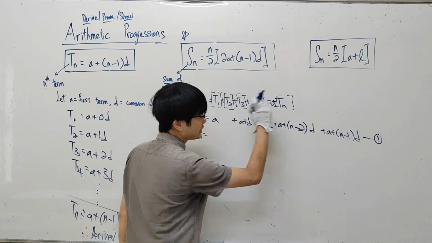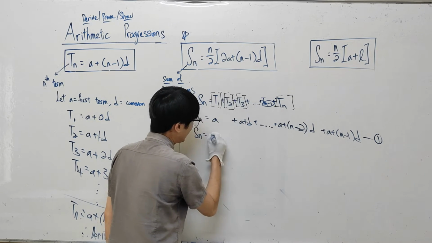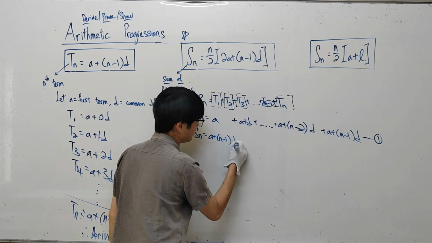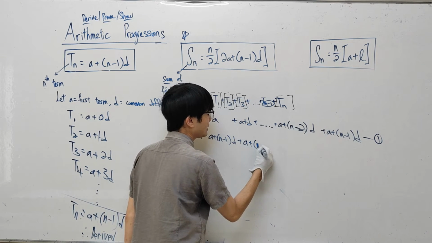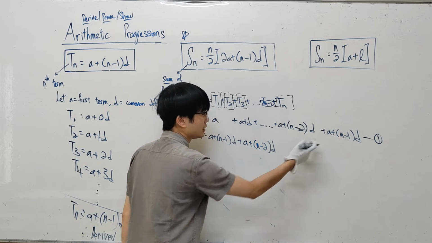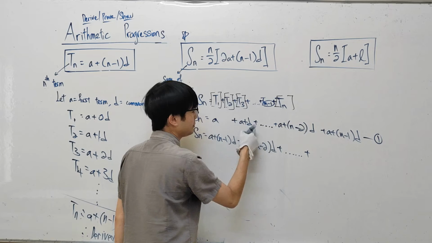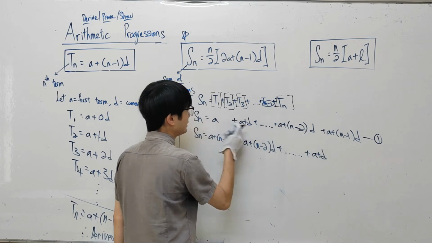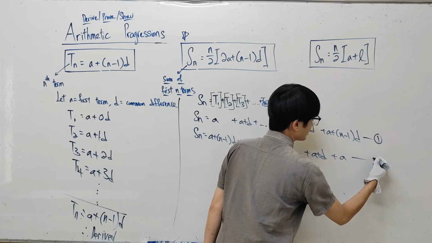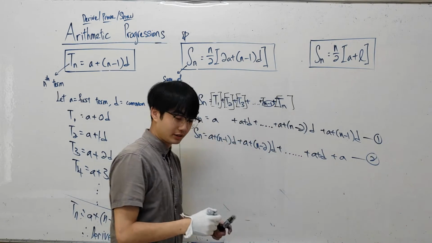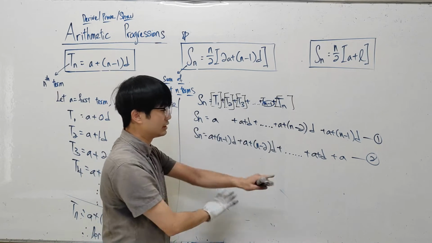So let's write down the Sn again, but this time I write it in reverse. I will start with the last term. So I write a plus n minus 1d, alright? Followed by this one, which is a plus n minus 2d. This one plus this one, and then dot dot dot. The next one is a plus d, alright? And then the next one is a, alright? And I will call this equation 2. But they are both the same thing. They are both Sn. It's just that it's written in reverse.